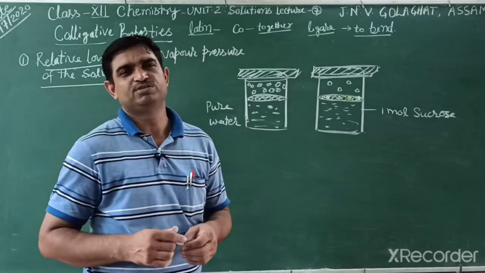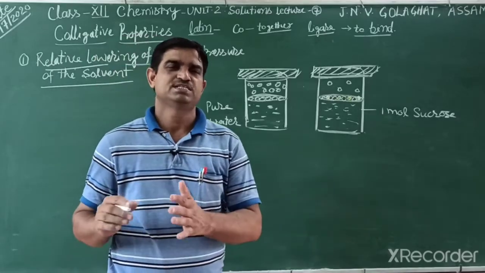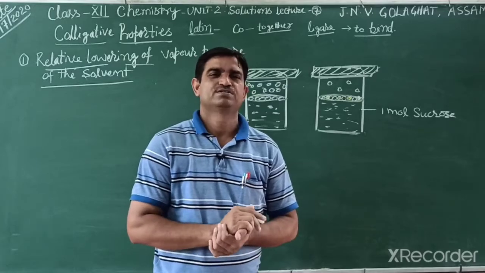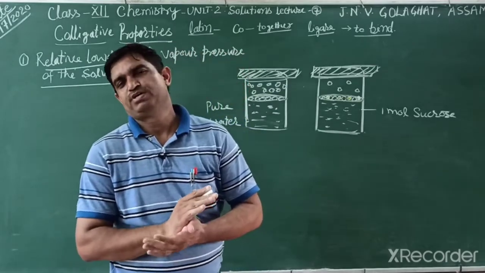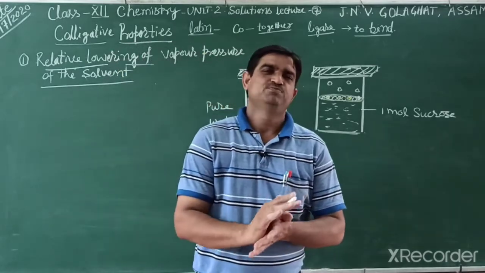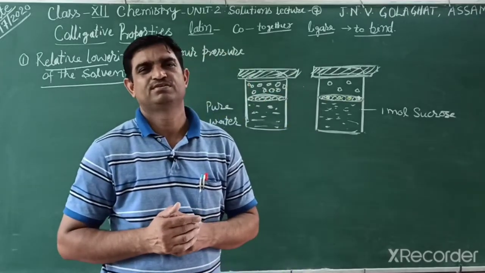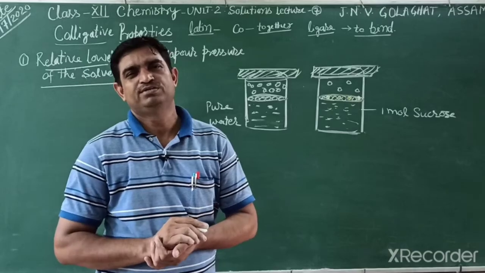The first colligative property is relative lowering in vapor pressure of the solvent. So students, colligative properties depend on number. They do not depend on nature. What do you mean by number?